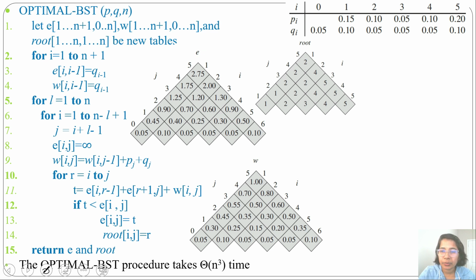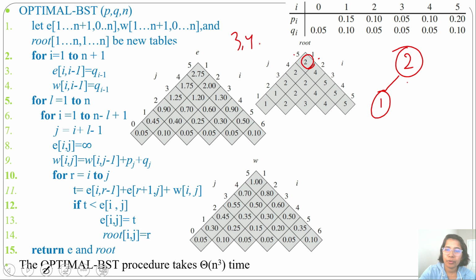Now after finding the root table, we need to construct the optimal binary search tree. Root of 1 to 5 is 2, so 2 will be the root. In a binary search tree, the left child is less than the parent and the right child is greater than the parent. Before 2, there is just one key, so 1 will be the left child of 2. Then after 2, there are 3, 4, 5.